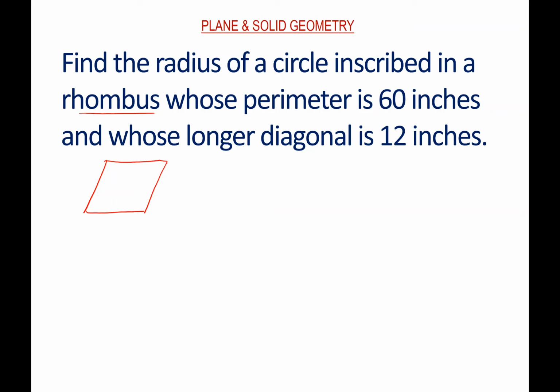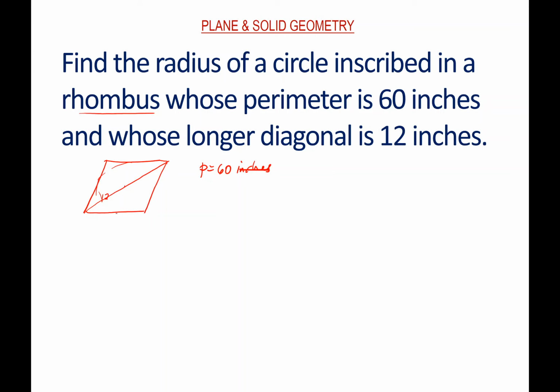So the perimeter is the sum of the lengths of all the sides of the rhombus, and it has also the longer diagonal. So this is the longer diagonal. This measures 12 inches. Then the perimeter is equal to 60 inches. Okay, so find the radius of the circle. We know that the center of the circle lies on the longer diagonal, and then you can construct your circle here.